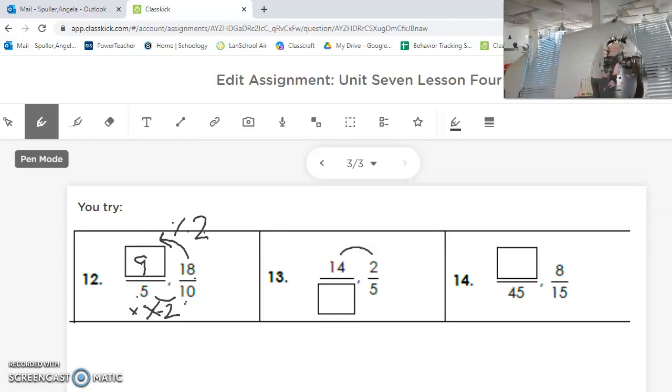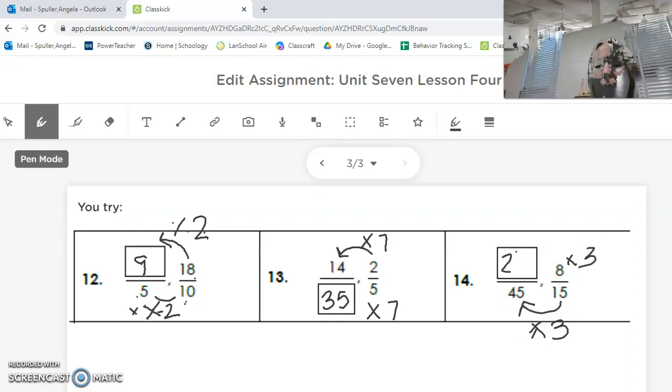All right, so here we go. We're going from 2 to 14, right? So we could say 2 times 7. So 5 times 7 equals 35. Okay. Going from 15 to 45 is times 3. So 8 times 3 is 24.